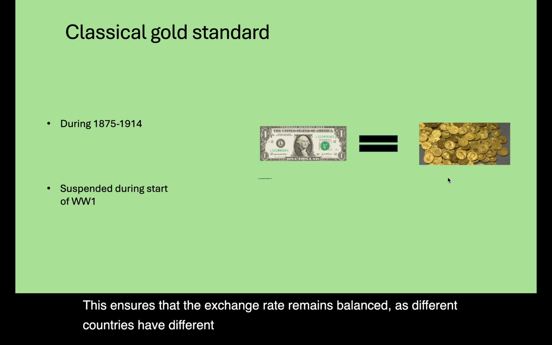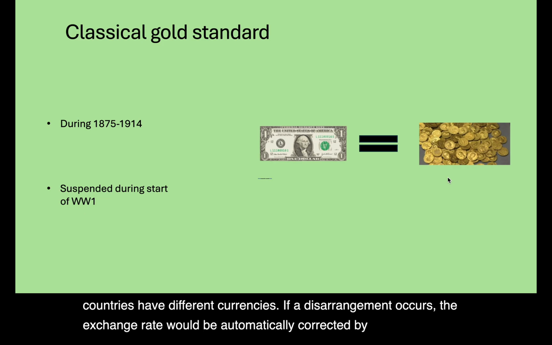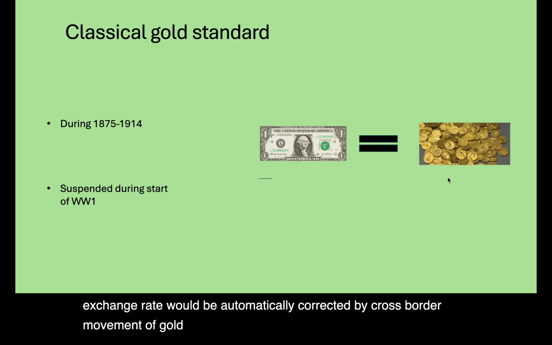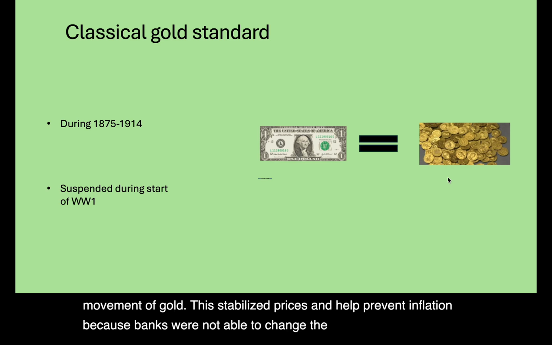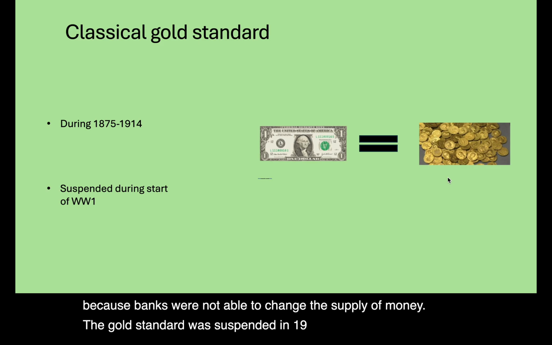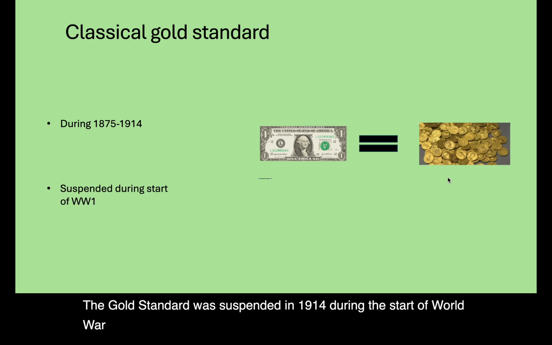If a disarrangement occurs, the exchange rate would be automatically corrected by cross-border movement of gold. This stabilized prices and helped prevent inflation because banks were not able to change the supply of money. The gold standard was suspended in 1914 during the start of World War I, as government finances decreased.